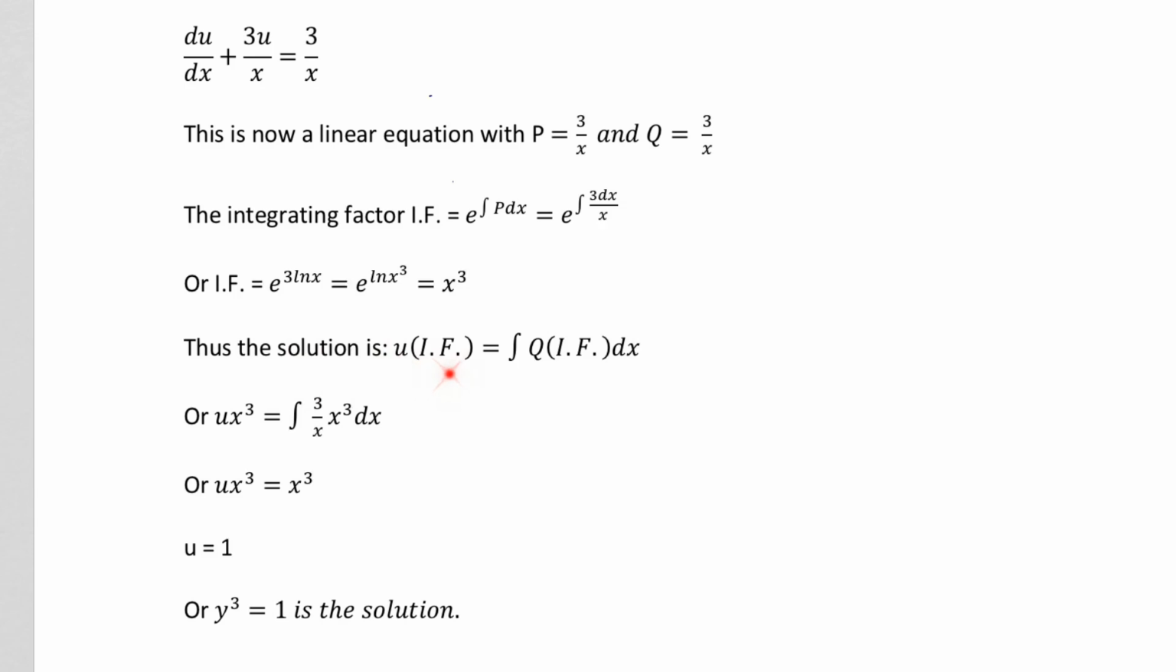Thus the solution is u into integrating factor is equal to integral of q into integrating factor dx. The result is this. u is equal to 1 from here by dividing throughout by x to the power 3. So therefore now substituting for u in terms of y, we get this as the final solution.